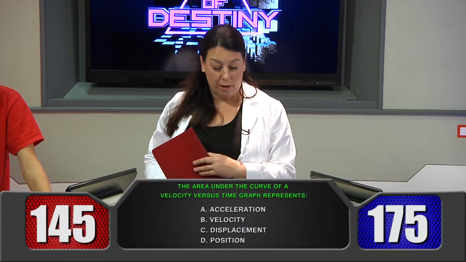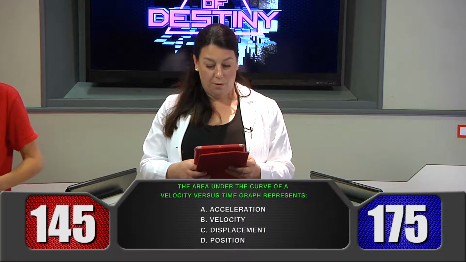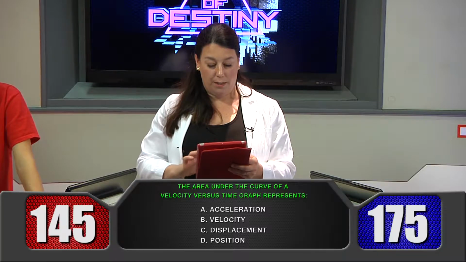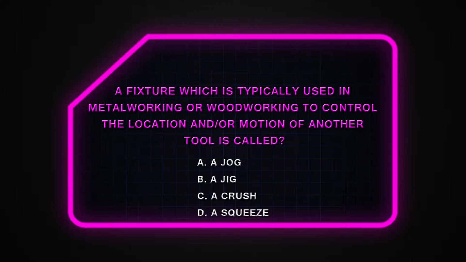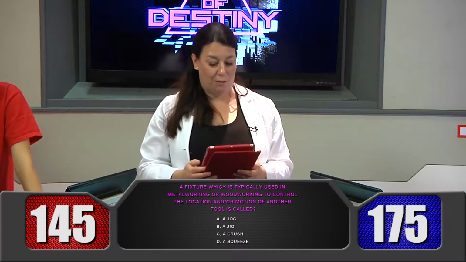So the last question is engineering for 10. A fixture which is typically used in metalworking or woodworking to control the location and or motion of another tool is called, blue team, B. That's right, a jig.